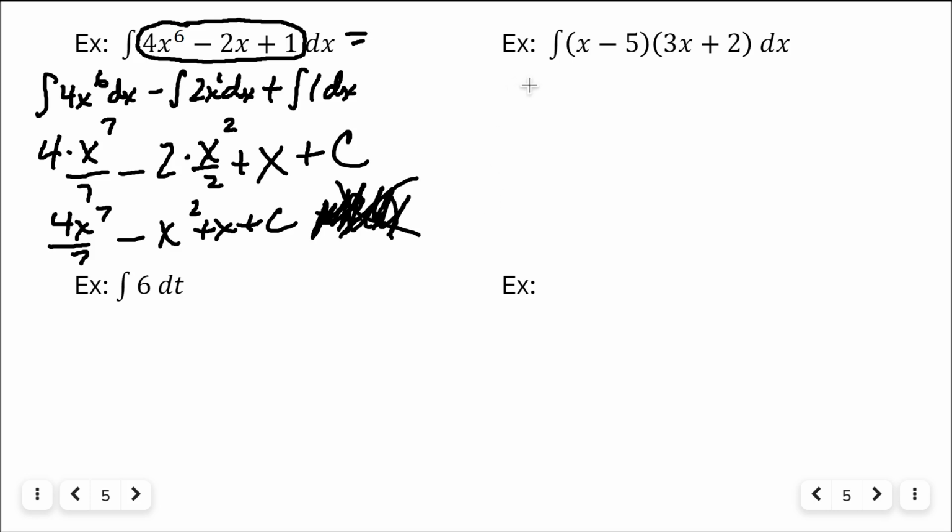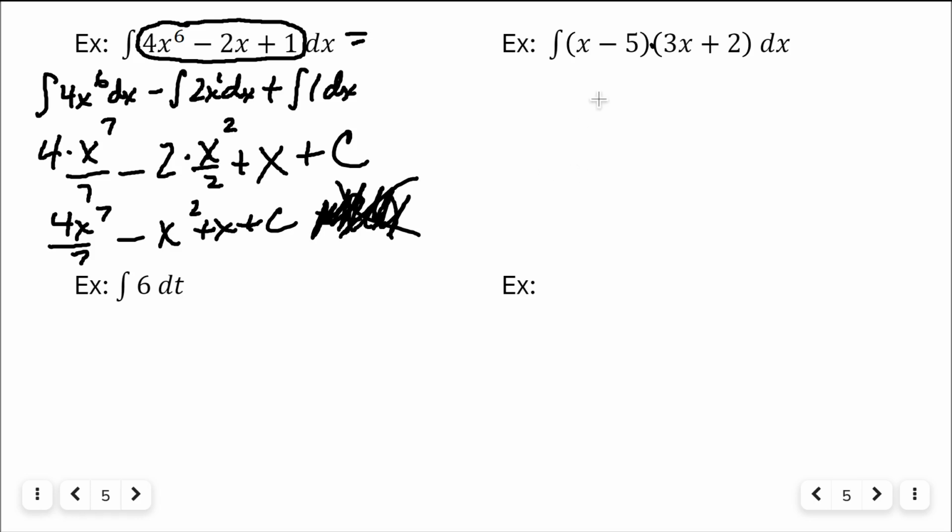Okay, let's try this next one over here. x minus 5 times 3x plus 2. These are multiplied. So how do I deal with multiplication if I'm doing integration? Well, I know how to deal with it if it's differentiation. It's the product rule. But I don't know how to deal with it for integration. And for right now, you're not going to know how to deal with it for integration. I'm not going to show you how to integrate a product, both of them in terms of x. It's a little more complicated than what the product rule was.